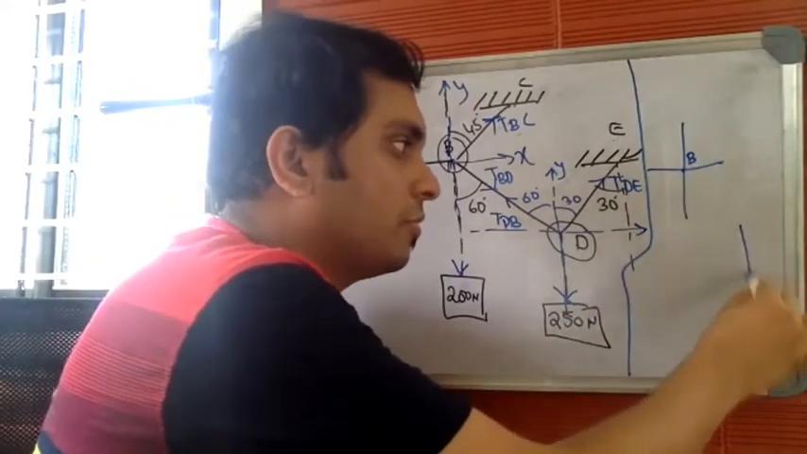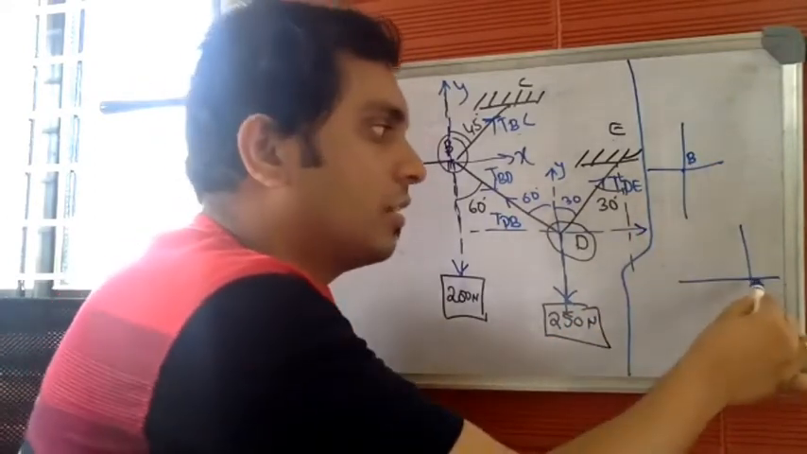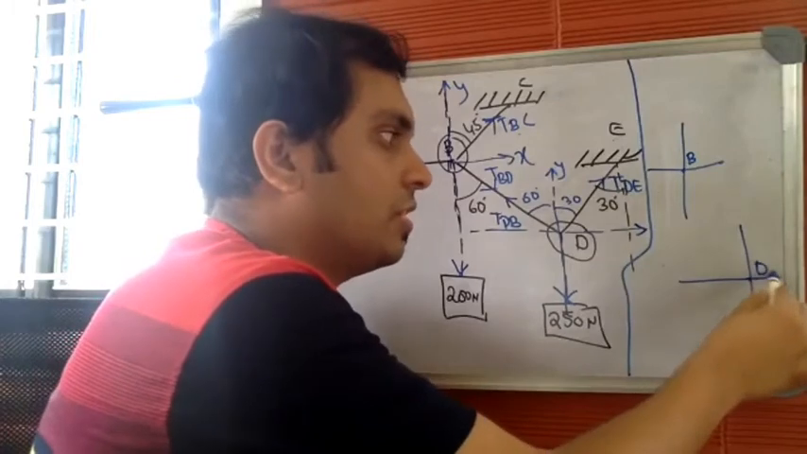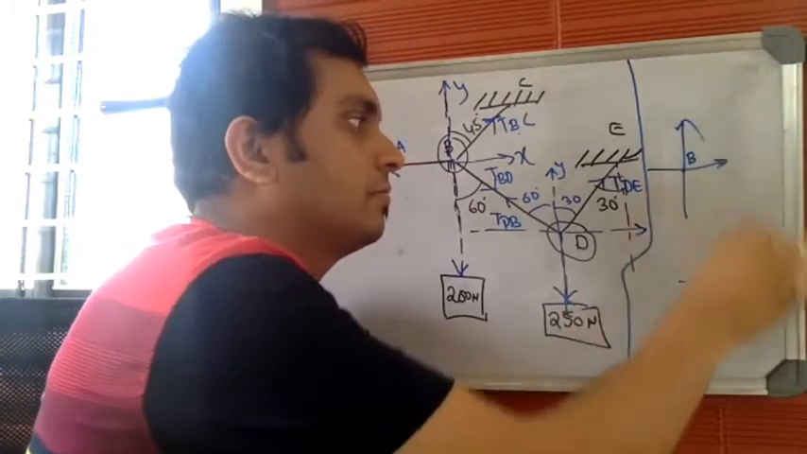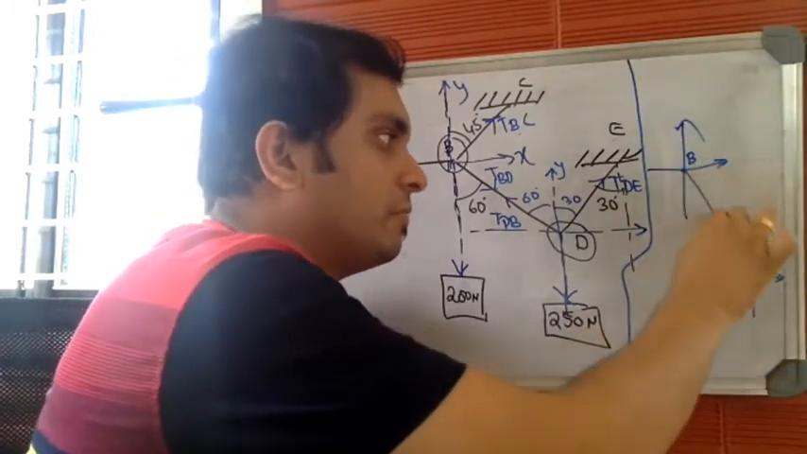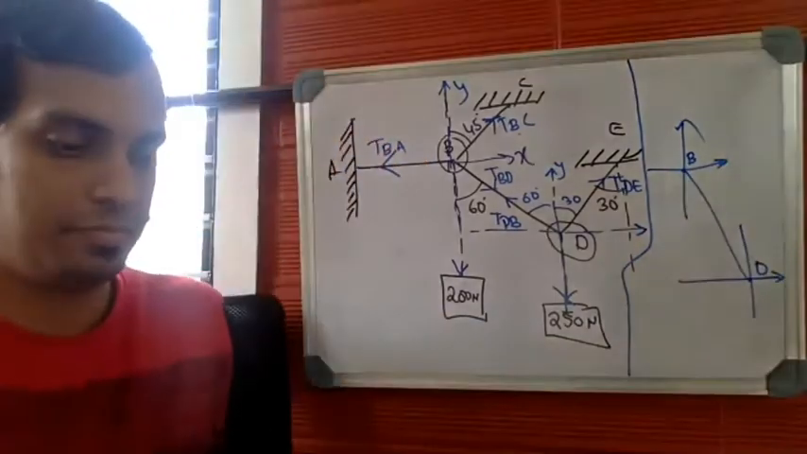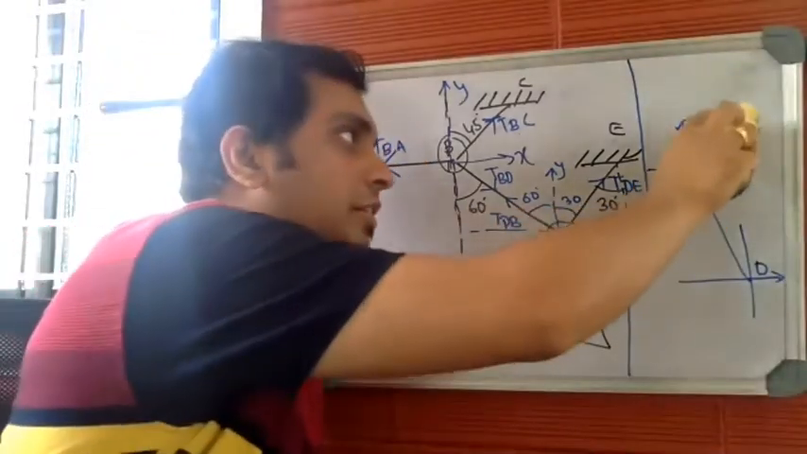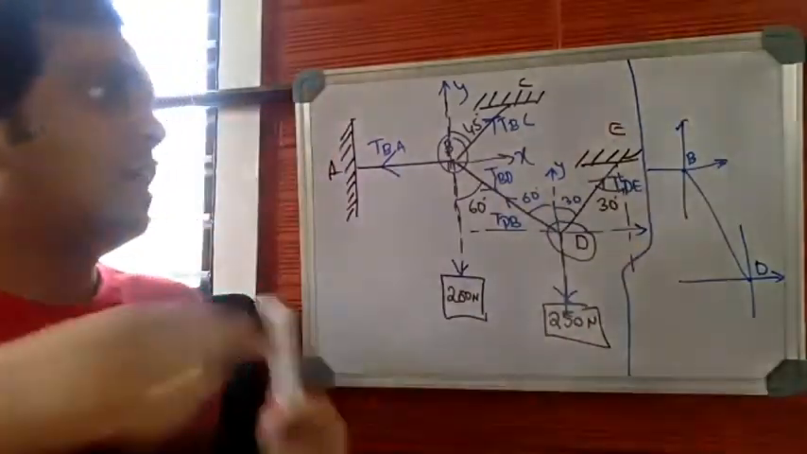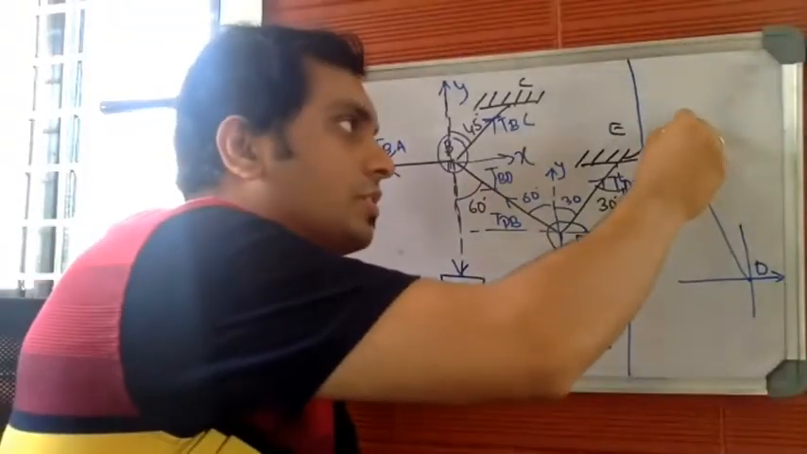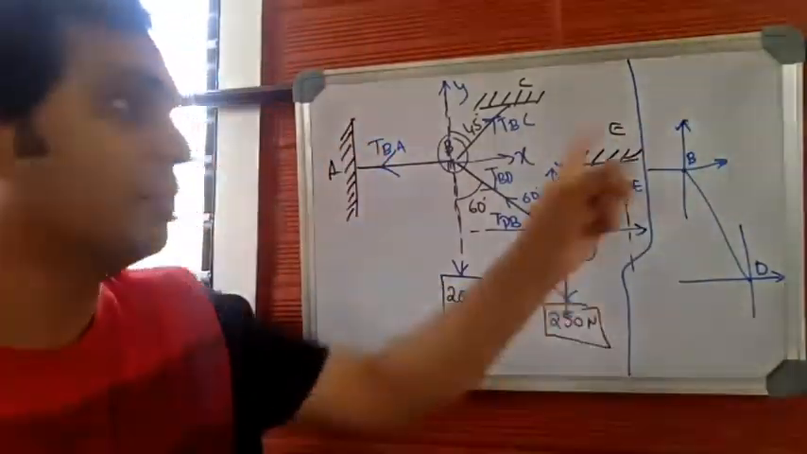And let me draw one more coordinate system, which is concerned with junction D. First of all, let me join B and D. Let us start marking all the forces associated with both the junction points.